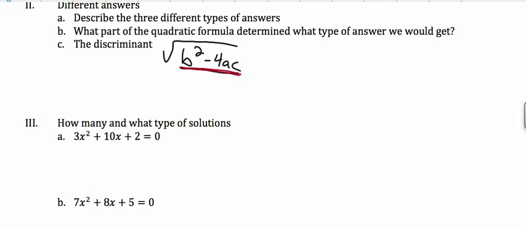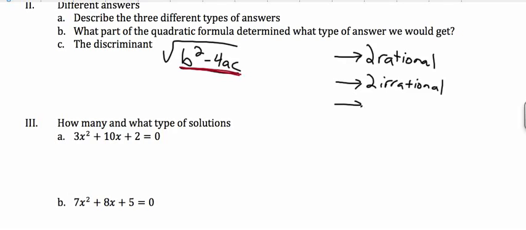So there's actually 4 different types of answers we can get. We figured out 3 of them. We could get 2 rational answers. We could get 2 irrational answers. We could get no solution.